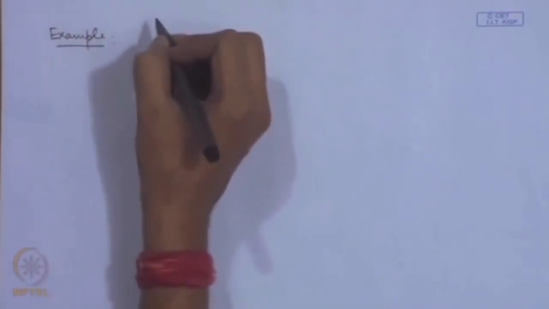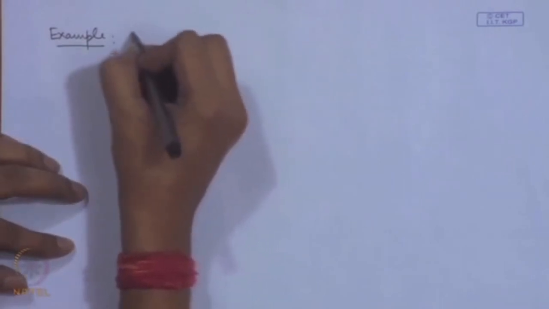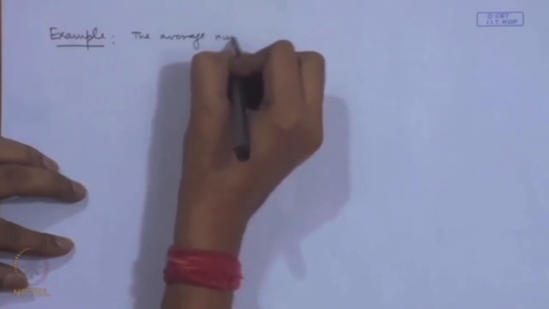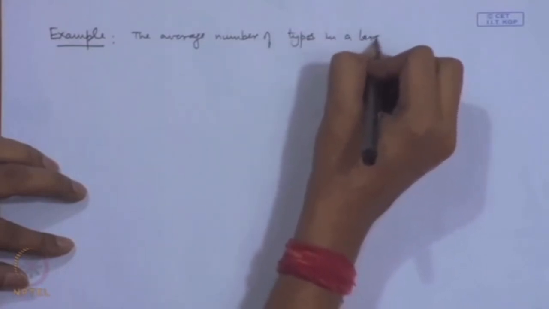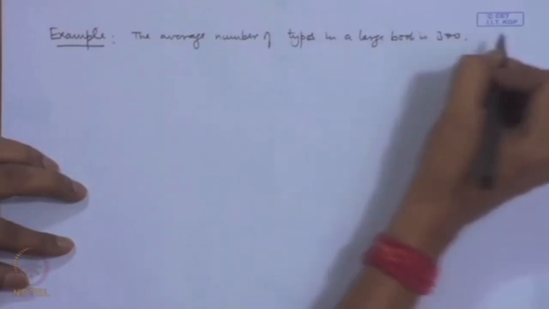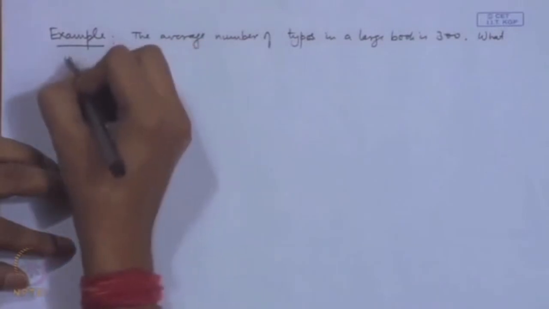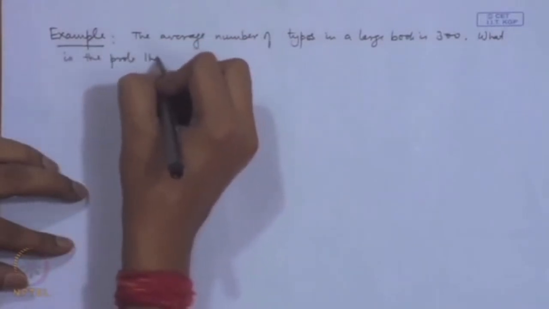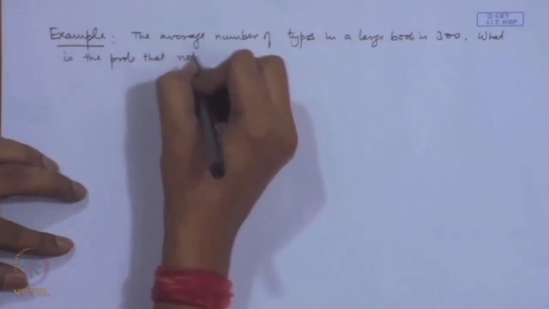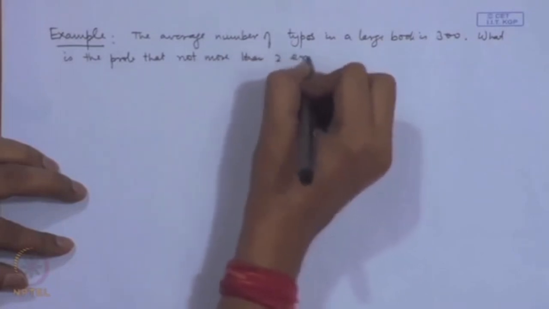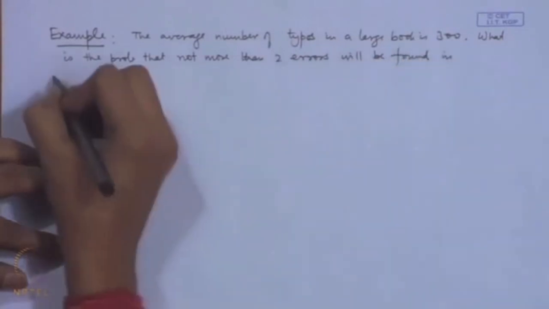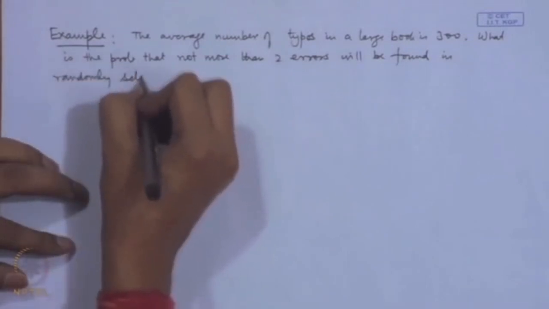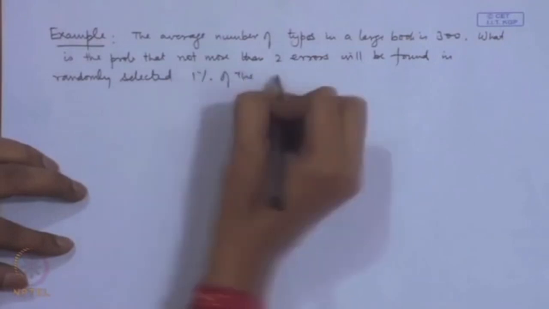Let me give one example here. The average number of typos in a large book is 300. What is the probability that not more than 2 errors will be found in randomly selected 1% of the pages?